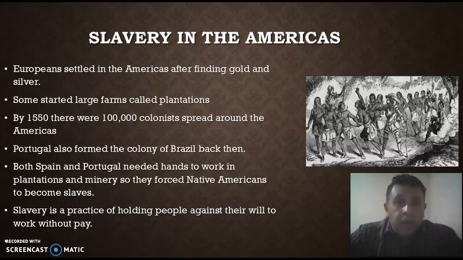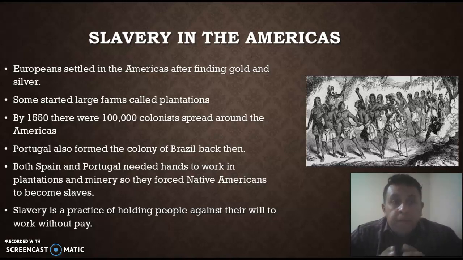Okay. Now, they had two reasons to be in this new land. The reasons were they were looking for gold and silver, and they were trying to gain control of land. So once they gained control of the land, they needed to use that land and work it. So they grew plantations. They started to build large farms. So by 1550, we find around 100,000 colonists spread all over the United States, or the Americas, as it was called at the time, right?